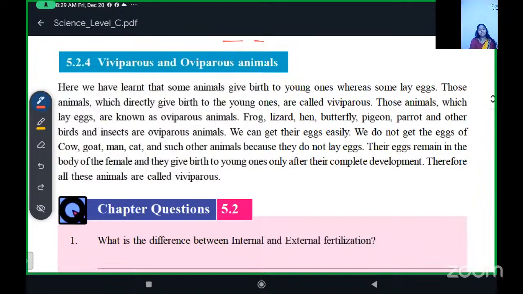Now we have two types of animals, viviparous animals and oviparous animals. Those animals which directly give birth to young ones are called viviparous animals, and those which lay eggs are known as oviparous animals. Frog, lizard, hen, butterfly, and other birds and insects are oviparous, but cow, goat, and humans are all viviparous.